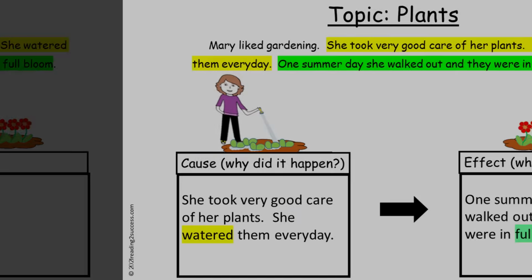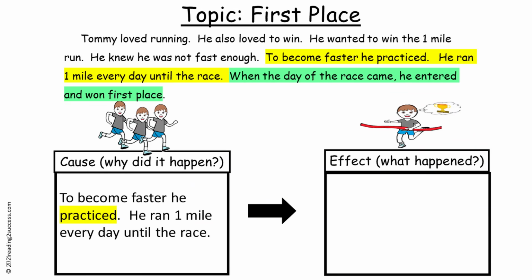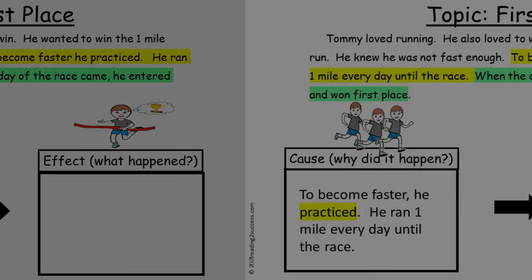Have kids highlight in yellow the cause and highlight in green what happened, the effect. Have kids fill in the cause. To become faster, he practiced. He ran 1 mile every day until the race. And then the effect. When the day of the race came, he entered and won first place. This is a blank template to use.